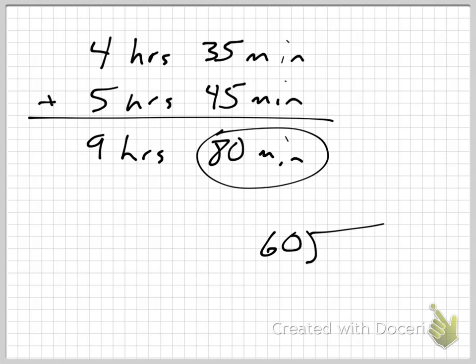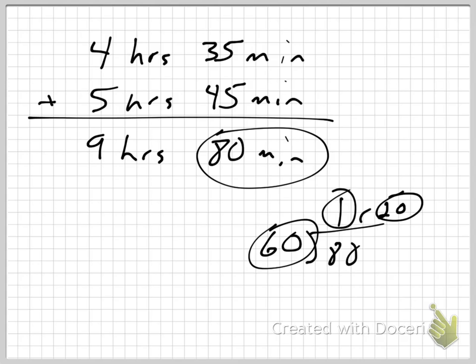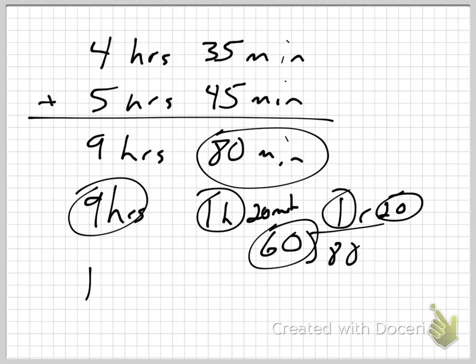60. 80 divided by 60 came out to 1 remainder 20, which is 1 hour and 20 over 60 minutes, right? Which is 20 over 60, just 1/3. It's 1 1/3 hours, which is 20 minutes. Make sense? So then here's the deal. I now have 9 hours and I have 1 hour and 20 minutes. What do I do here? I combine these two. 9, so 10 hours, 20 minutes.